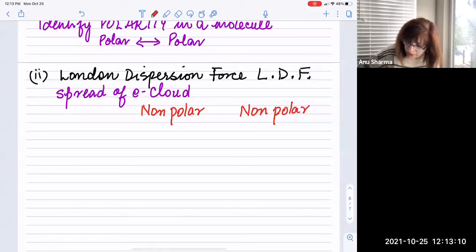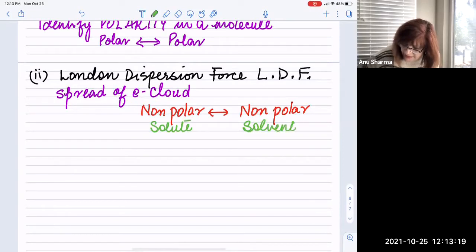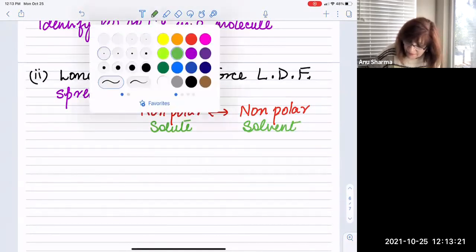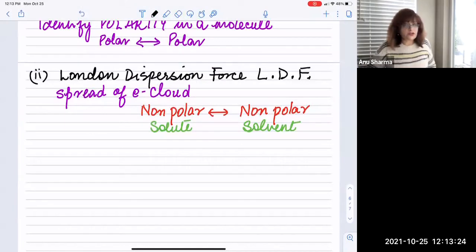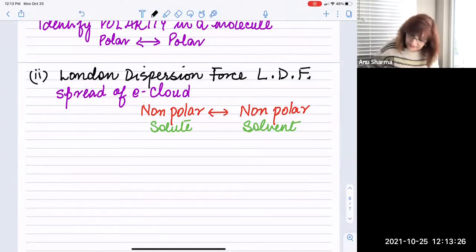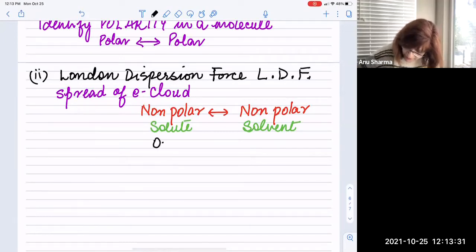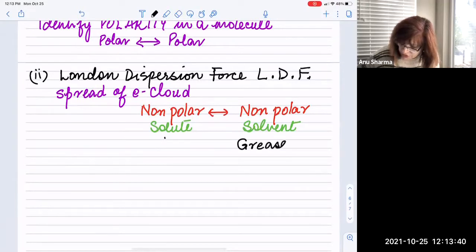So here the non-polar solute and the non-polar solvent are going to mix. For example, oil and grease, or let's say grease is a little bit, I mean, it doesn't matter. This can always change also. So grease and oil will mix together.